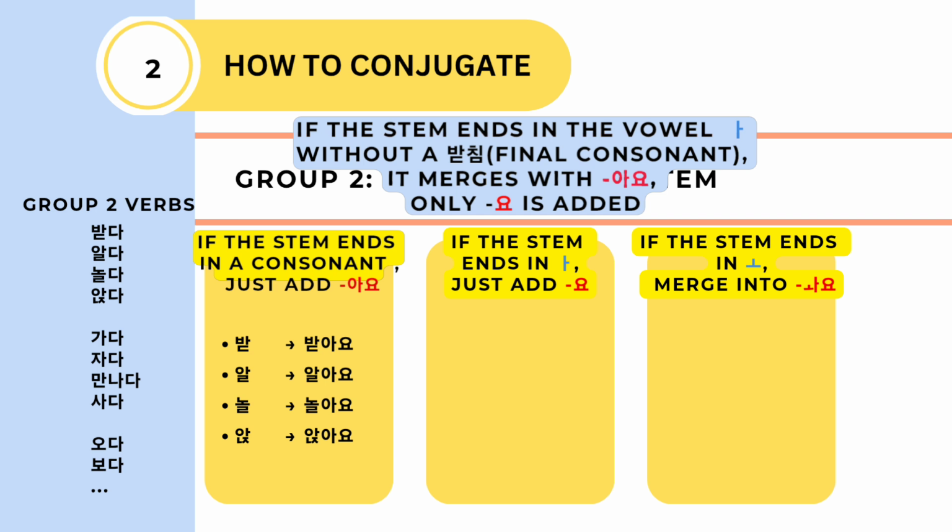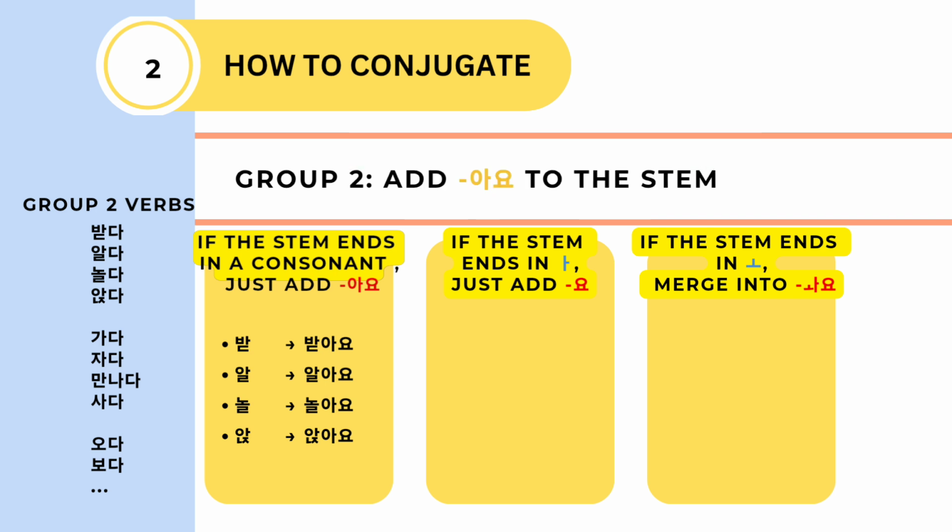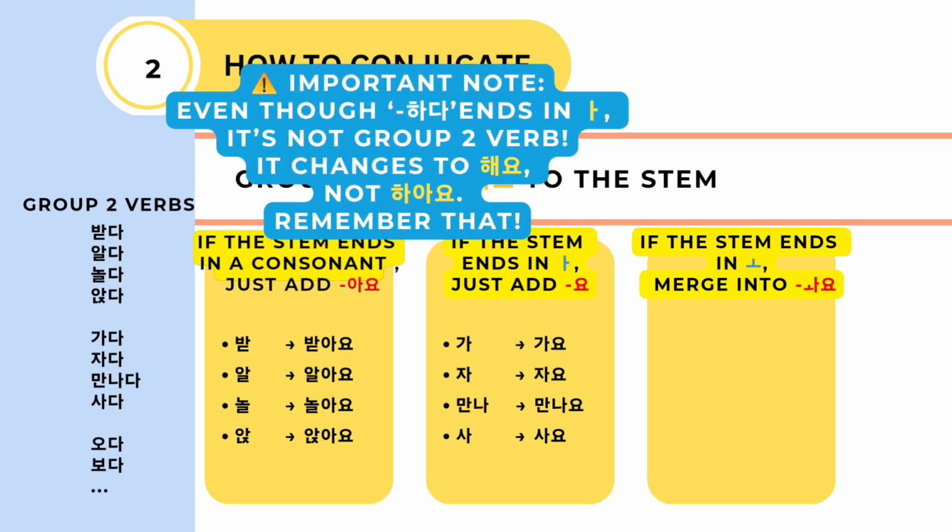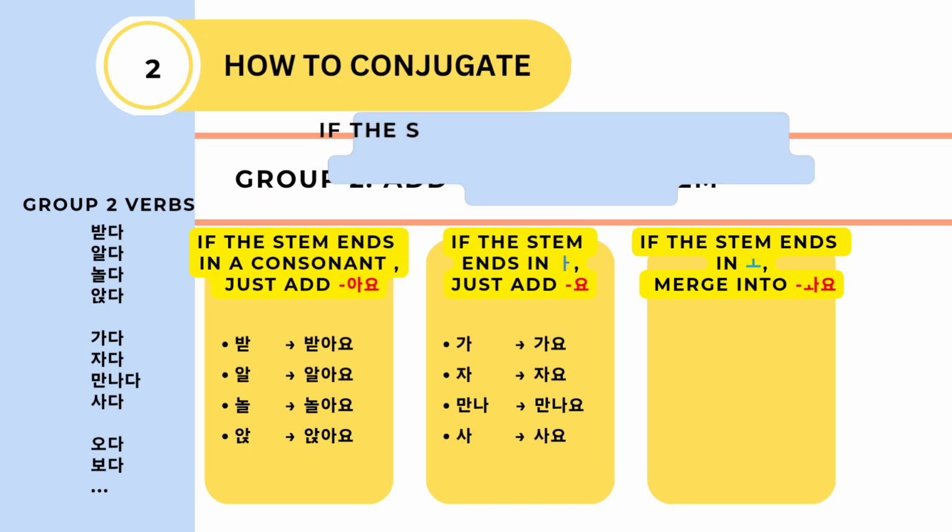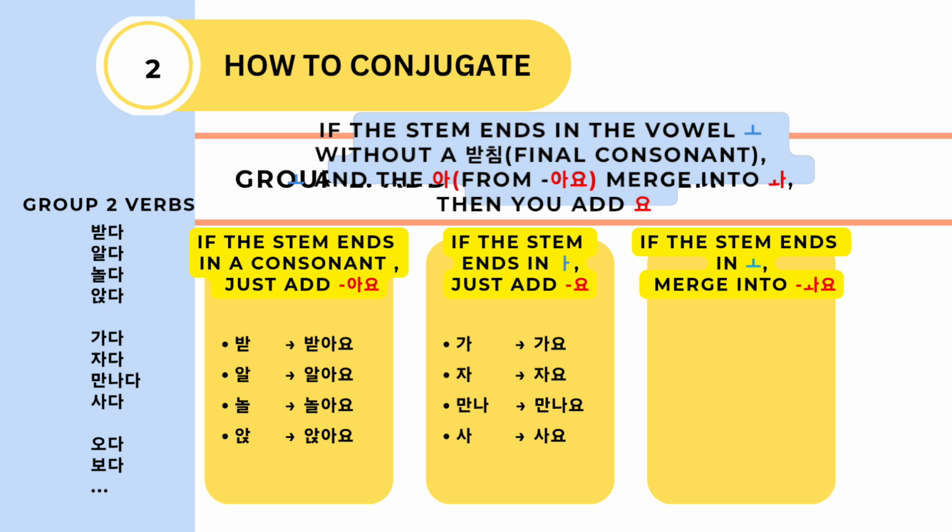If the stem ends in the vowel 아, without a 받침, it merges with 하요, and only 요 is added. 가다 가요, 자다 자요, 만나다 만나요, 사다 사요. Important note, even though 하다 ends in 하, it's not a group 2 verb. It changes to 해요, not 하아요. Remember that.